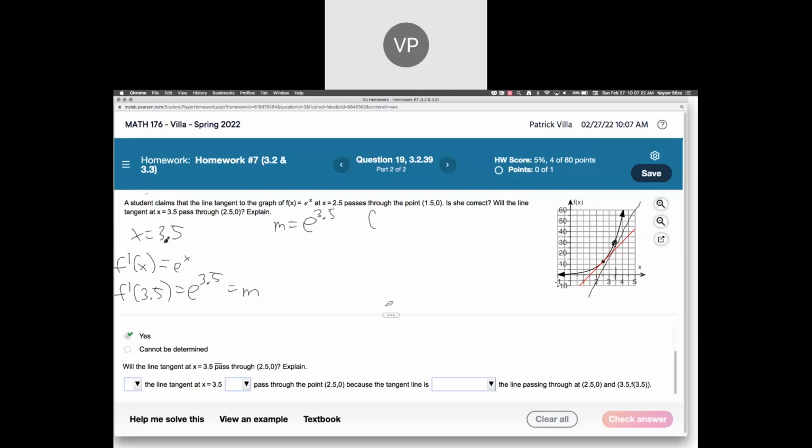Now my point is going to be the point of that new line, this black line, for example. Remember, it's touching our graph at 3.5. So it's going to be 3.5 comma e to the 3.5. So the question is, does the point 2.5, 0 pass through there?